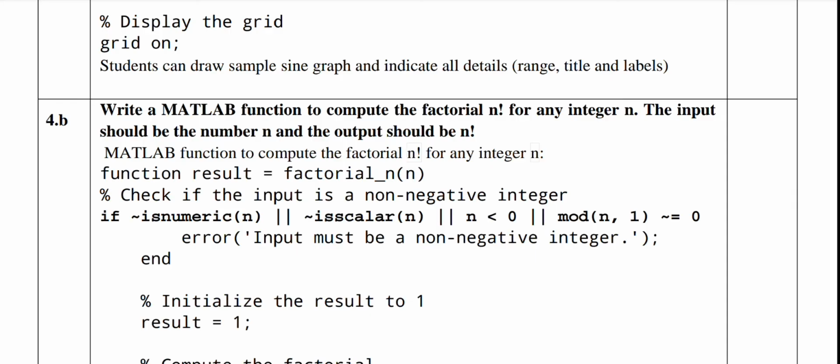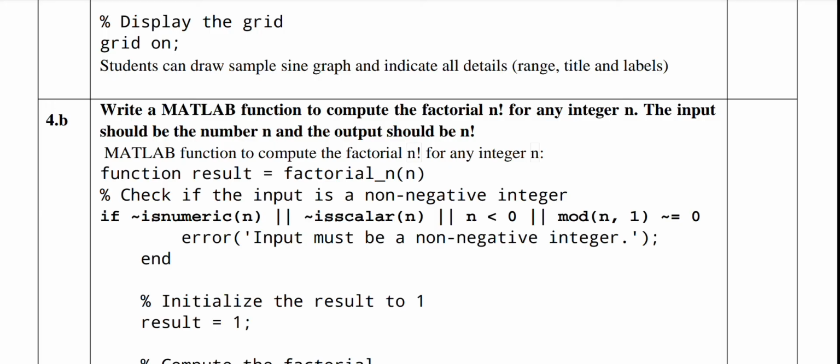Here we define a small function whose input should be a number n. The number is normally taken as n. If we put it into factorial, we give this symbol, and when we give n factorial, it gives the factorial function. So the MATLAB function computes n factorial for any integer n. The function is: result equals factorial of n. Comment: check if the input is a non-negative integer. So here some integers are given.